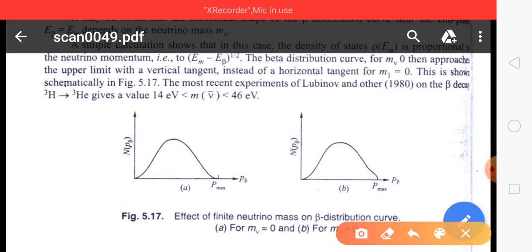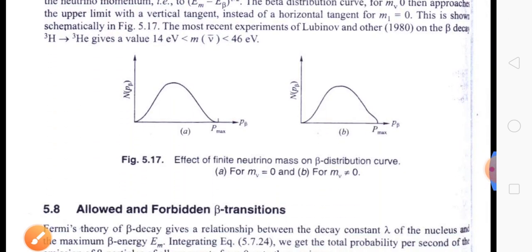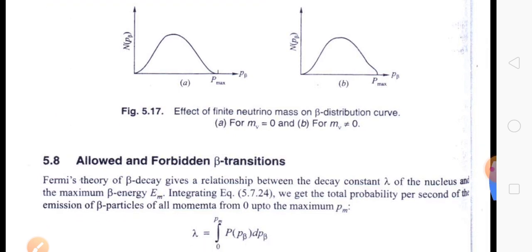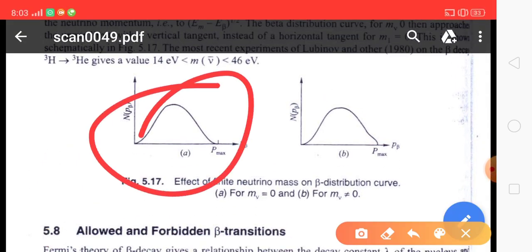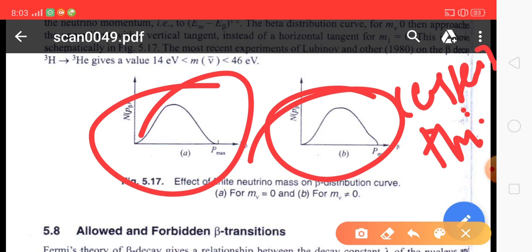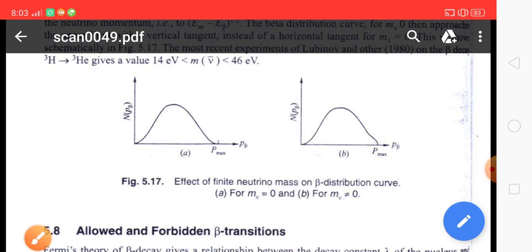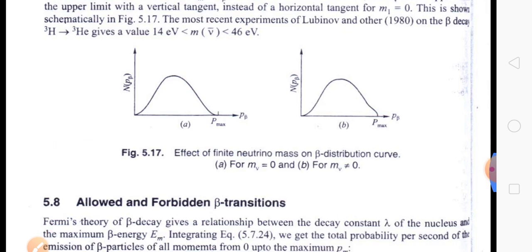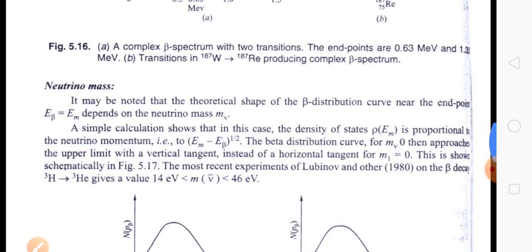You can read it once again, and also you can check in Google Scholar. You just type how the neutrino mass affects the beta ray distribution graph, then again you will get certain things regarding this neutrino mass.